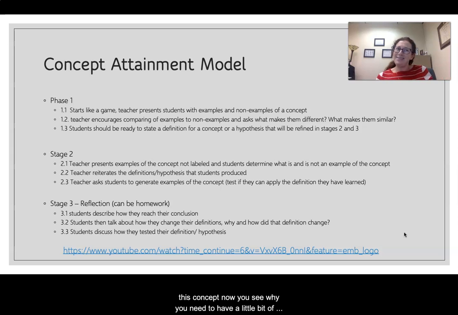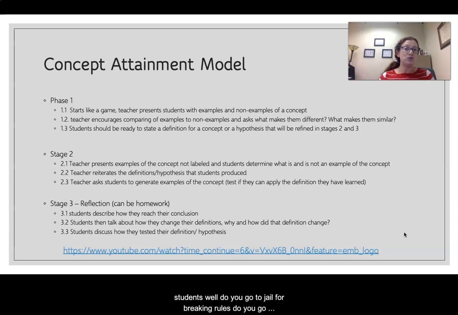And you're going to talk about how you changed your definition and why, and how the definition changed. And then we're going to discuss how we would continue to test this concept. Now you see why you need to have a little bit of an older student to be able to do this. But what a beautiful way to teach something. It's also very challenging, so your students are going to really think about it and it's going to stick with them. I really love that if you teach civics, this could be before you teach what a law is and how we get to laws, asking your students what they think a law is compared to a rule. And then we can compare it.